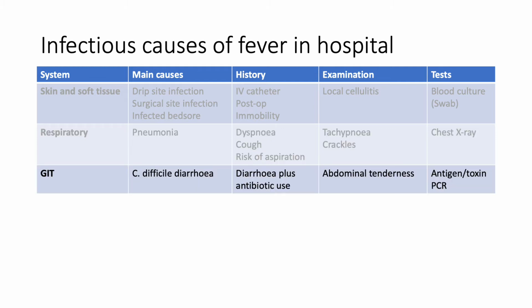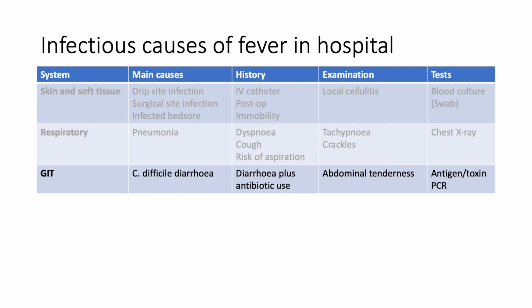So considering infections that can lead to fever in hospitalized patients originating from the gastrointestinal tract, by far the most important cause is Clostridioides difficile diarrhea, which obviously manifests as diarrhea. Now, C. diff diarrhea is caused when patients are colonized with the causative organism, C. difficile, which is a gram-positive bacillus, an anaerobe, and up to 30% of people are colonized if they've been in hospital for more than 10 days.